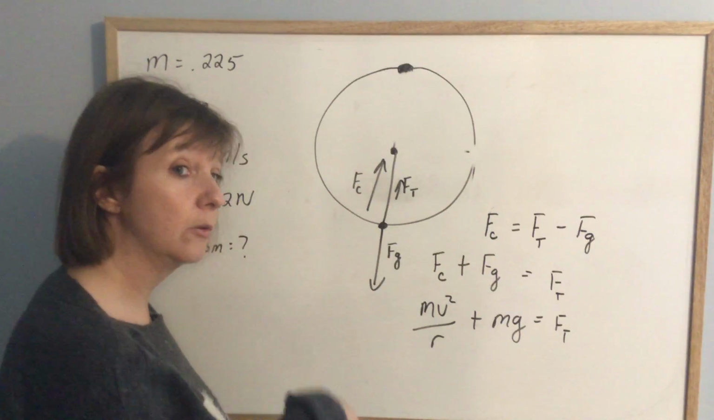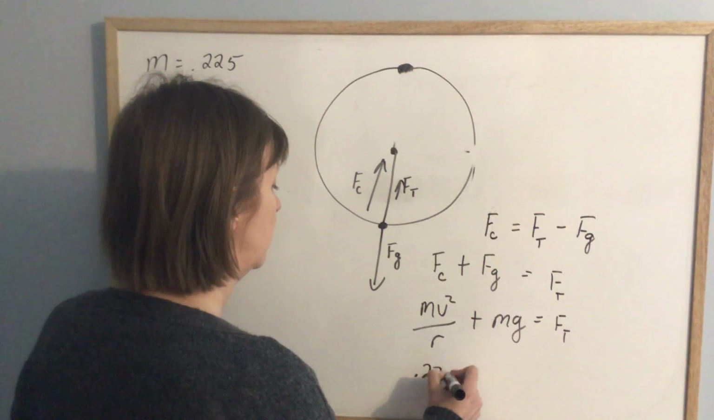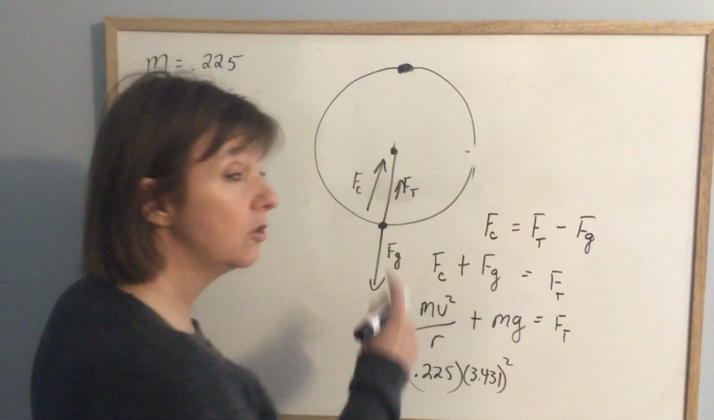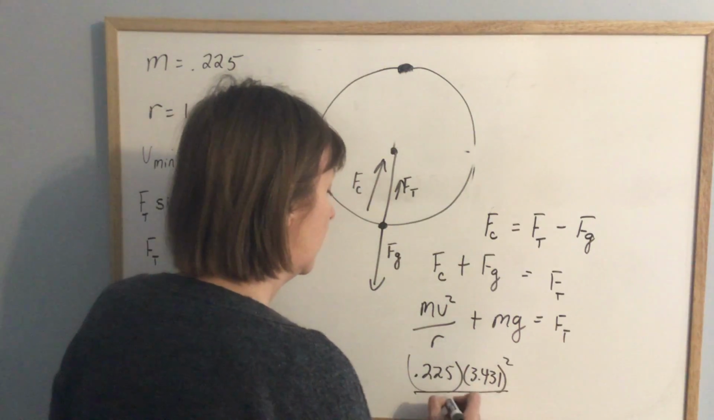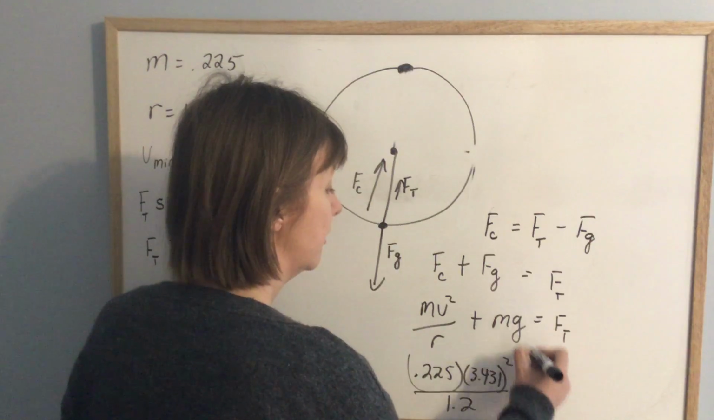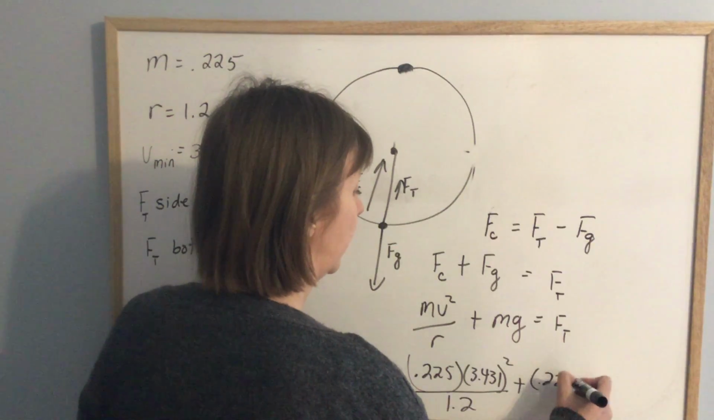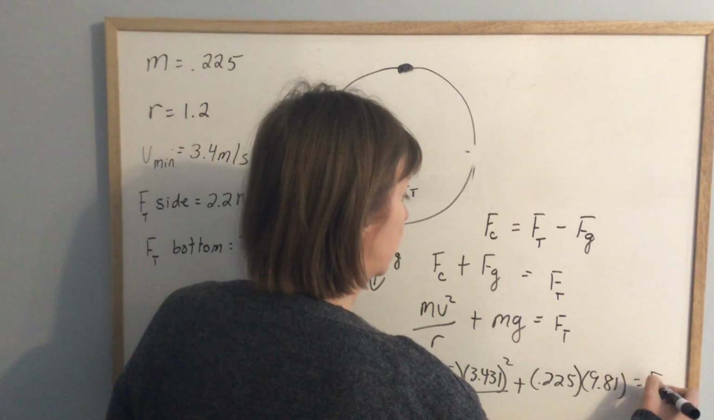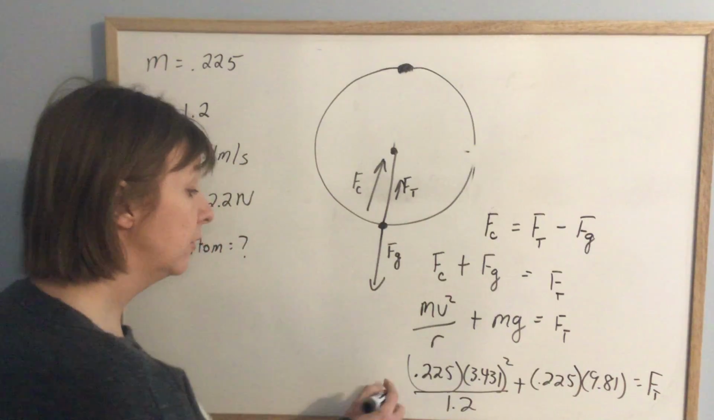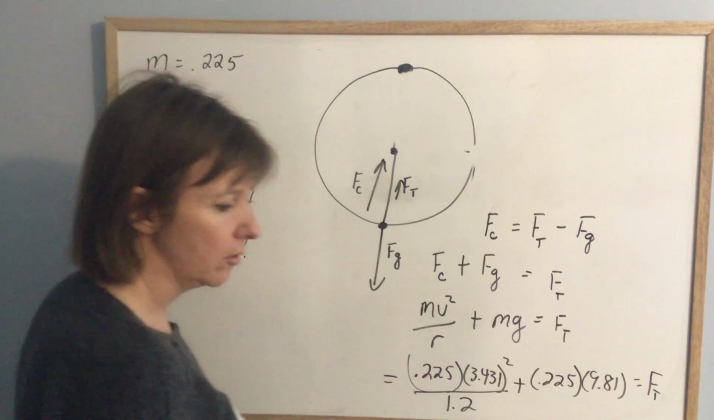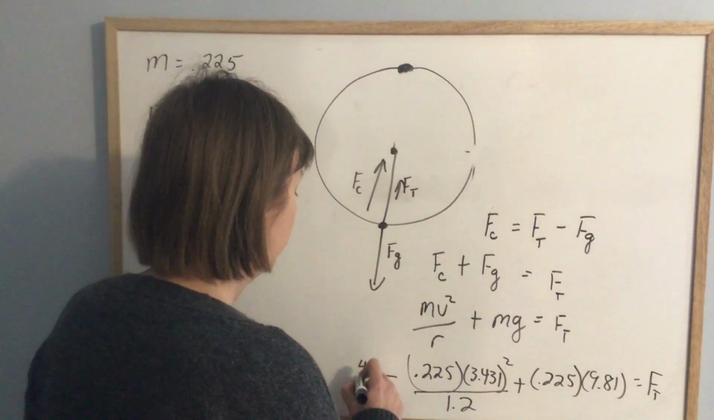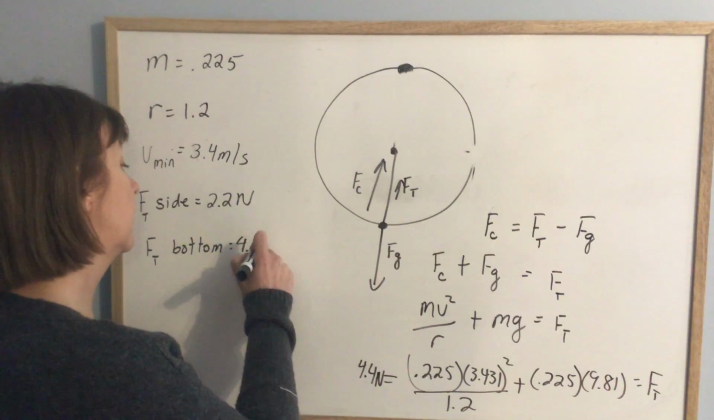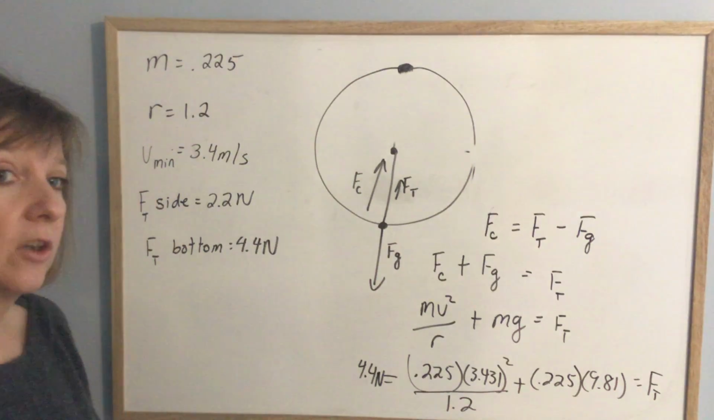Now it's just a matter of sticking the right numbers in. So mass is 0.225. Velocity is 3.431 squared. Don't forget to square that. A lot of people do. Over 1.2 plus mass, which is 0.225, times gravity, which is 9.81, which is equal to force of tension. So again, now this is a matter of just putting all that into your calculator. It turns out to be 4.4 newtons. So that is the tension that would be at the bottom.